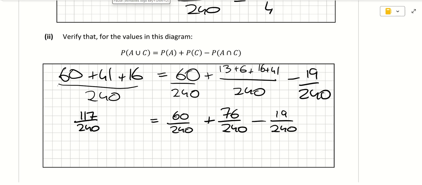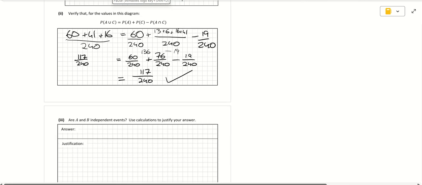Okay, if you add these up, that gives you 136 there. And then if you minus 19 off that, you will get 117 over 240. So indeed, they are the same. Okay, that's just a lot of reading and adding numbers.